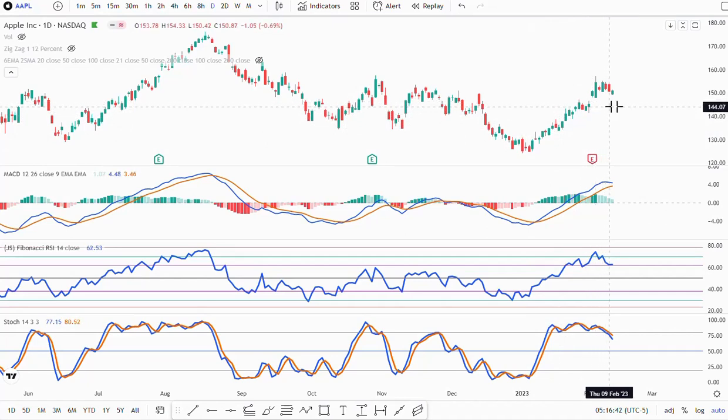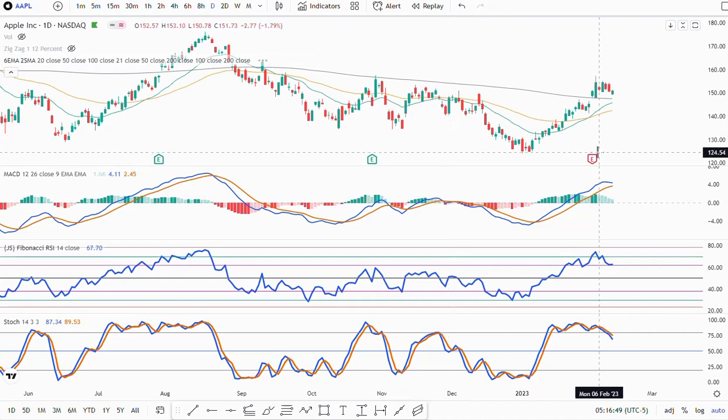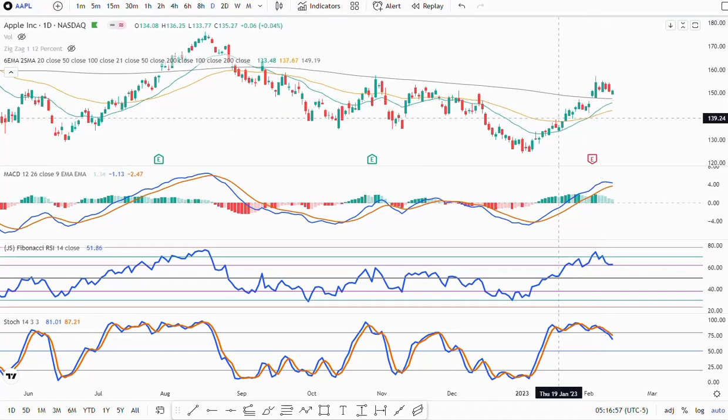Let's now look at the moving averages to see where the current price is in relation to the moving averages. So here are the moving averages. There are three of them. The black line is the 200-day moving average. The green line is the 20 EMA, and the yellow one is the 50 EMA. At the moment, you can see that price is above all three of them.